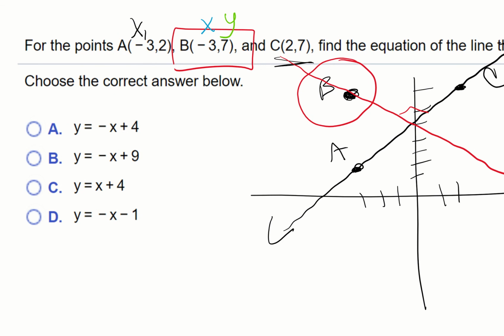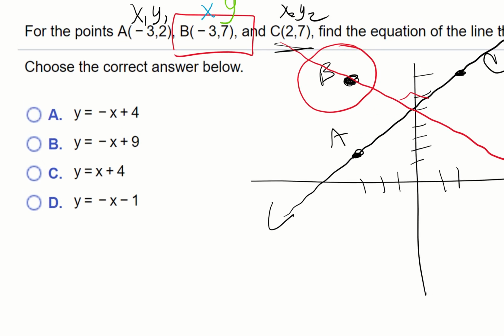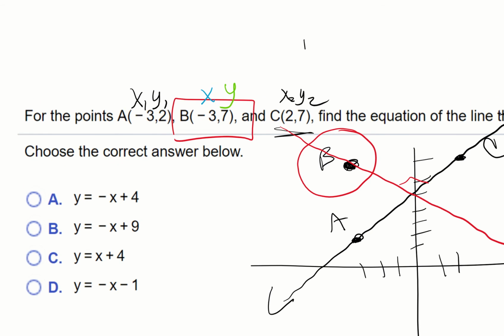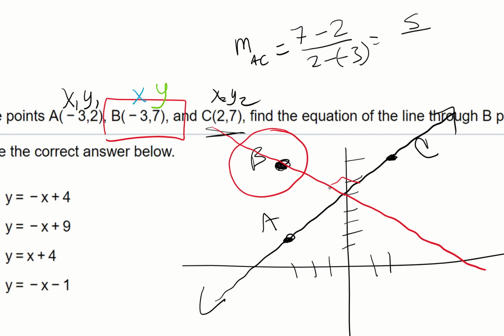So this is x1, y1, x2, y2, just like we did in the previous problem. Let's find the slope of AC. We have y2 minus y1 over x2 minus x1. 7 minus 2 is 5, and 2 plus 3 is 5. So this slope is 1.